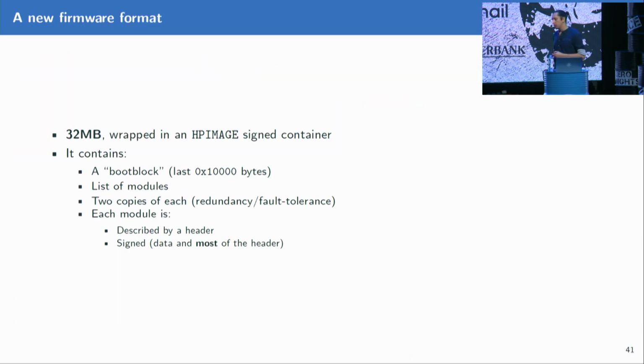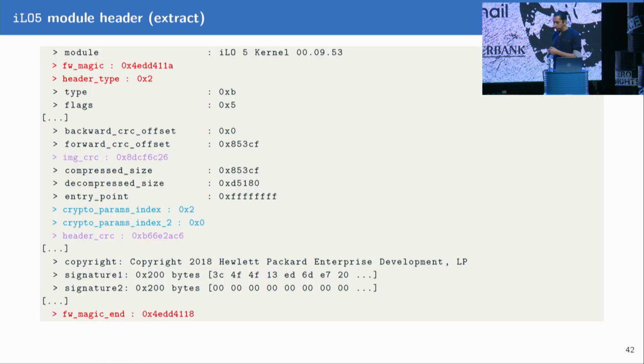So we have a new system, so a new firmware format. We needed to analyze it. The firmware is 32 megabytes. It's wrapped into an HP image signed container, exactly like on ILO 4. It contains a boot block, 10,000 bytes at the end of the firmware. And at the beginning, we have a list of modules. There are 2 copies of each module, most probably for fault tolerance when writing in NOR memory. Each module is described by a header and is, of course, signed.